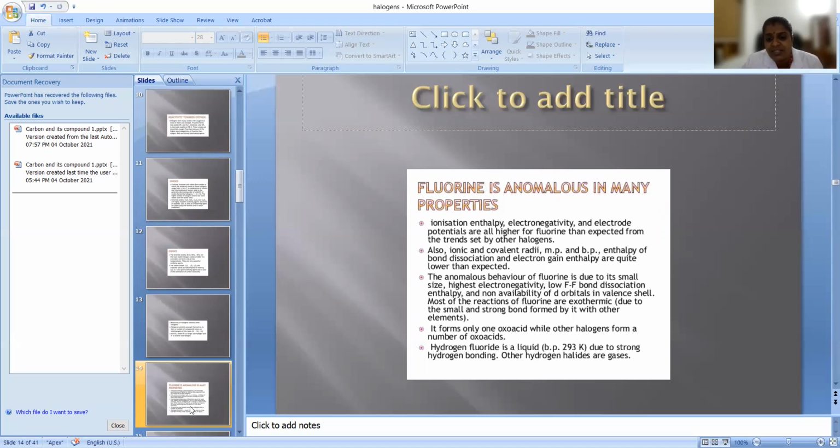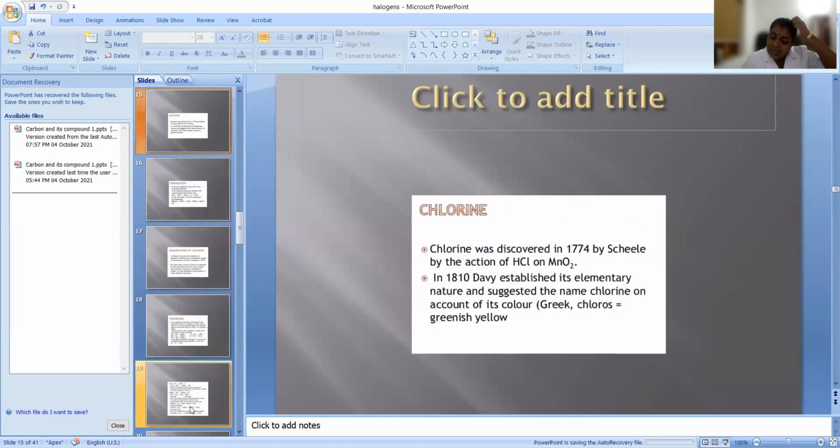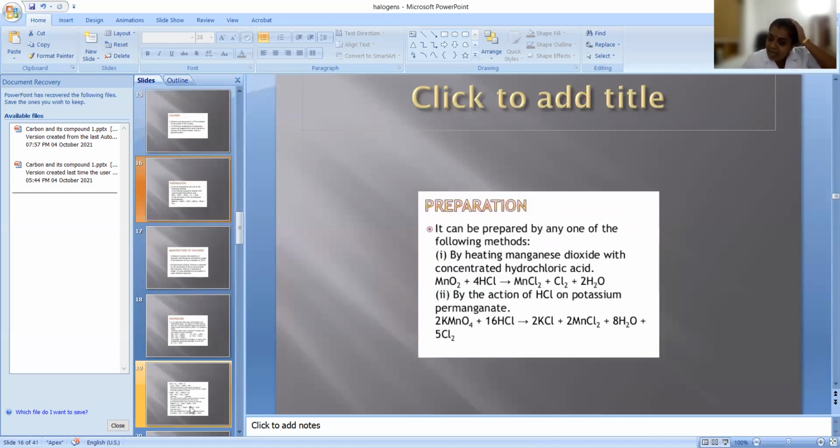So the anomalous behavior of fluorine is due to its small size, the same as we learned for oxygen, the highest electronegativity, low fluorine bond dissociation enthalpy, and non-availability of d orbitals in the valence shell. It forms only one oxoacid, while other halogens form a number of oxoacids. Hydrogen fluoride is a liquid due to strong hydrogen bonding.